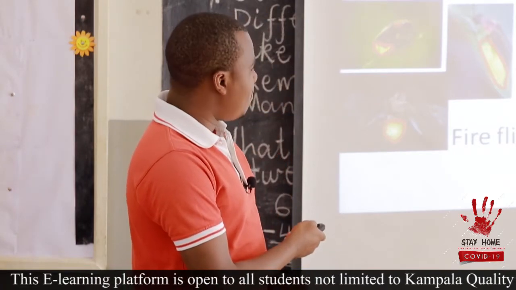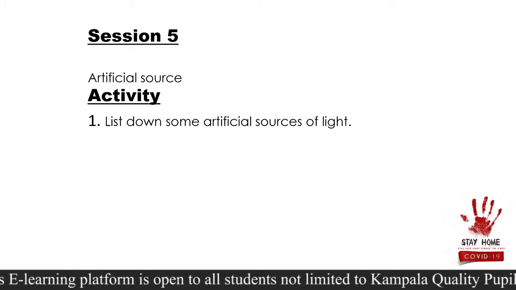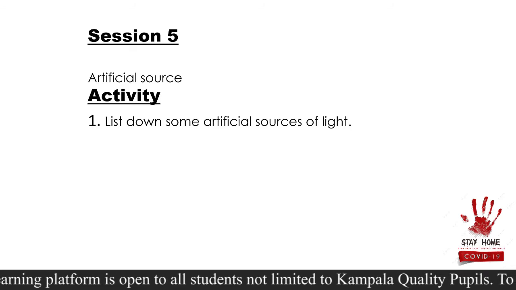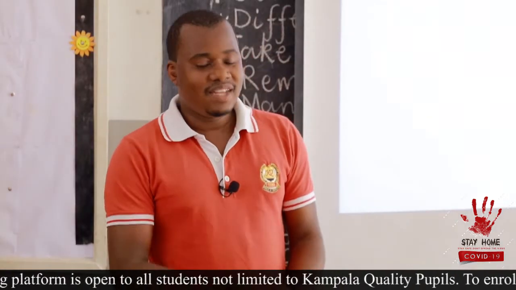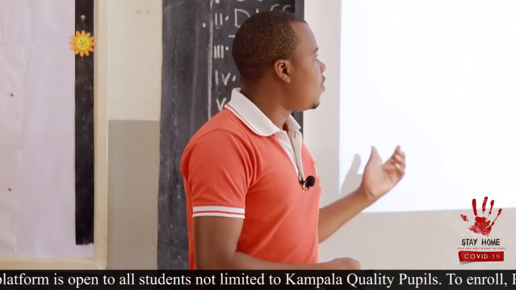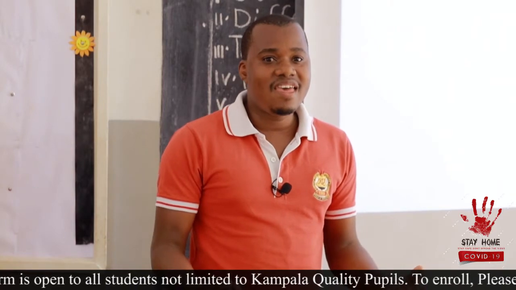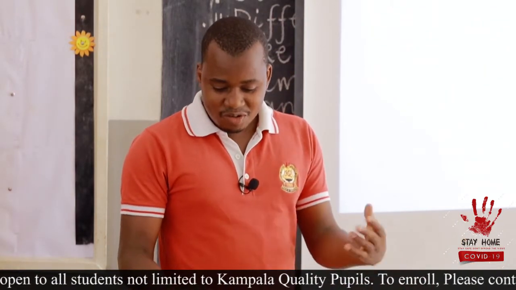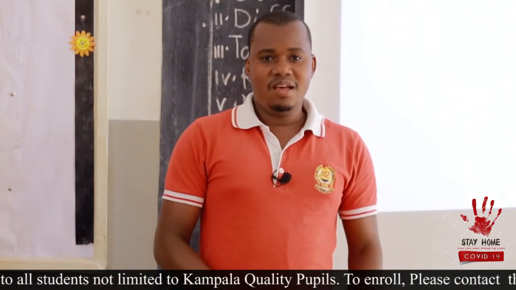So we move on, my dear children. Session 5, artificial sources of light. We said artificial sources of light are those that are made by man. Sources of light that are made by man. So what are the examples? I know you have them. Even in your house they are there. You are seeing them and they give you light. So can you try to make a list of around 5? I've given you just 1 minute. Then I will check with you.